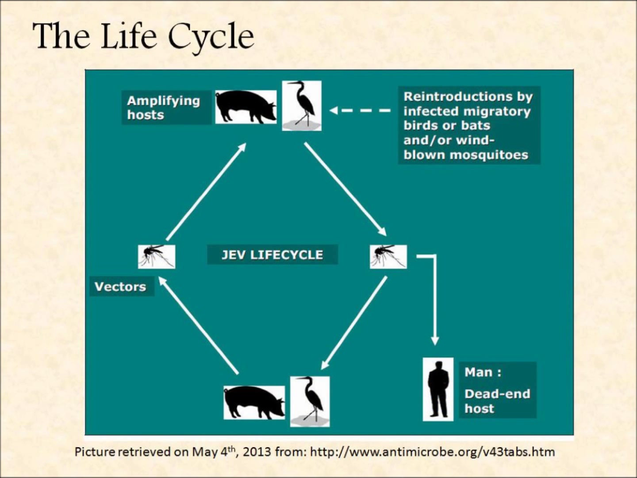This is the overall life cycle of JEV. It's pretty simple and straightforward. Basically, the definitive hosts are pigs and wild birds, as you can see from the top or bottom, and they are infected one way or the other, either by a vector or by other methods such as infected migratory birds.